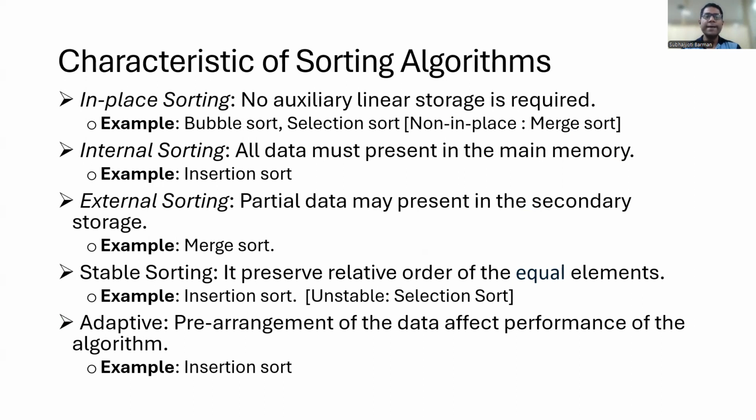So first one is the in-place sorting algorithm. So the name is self-explanatory. In-place means no auxiliary linear storage is required. Okay, so that means if I have the data within an array, within the same array, it will perform the sorting. One example is bubble sort. Non-in-place sorting, for example, merge sort. We will discuss these algorithms later in detail, but for the time being, you can know their names also.